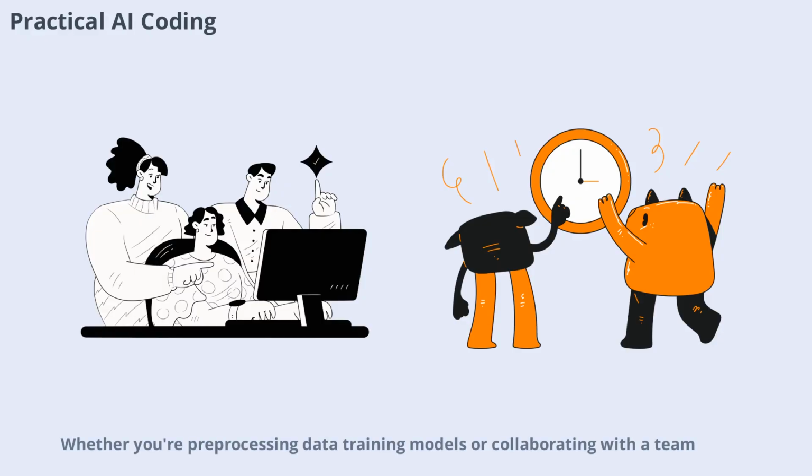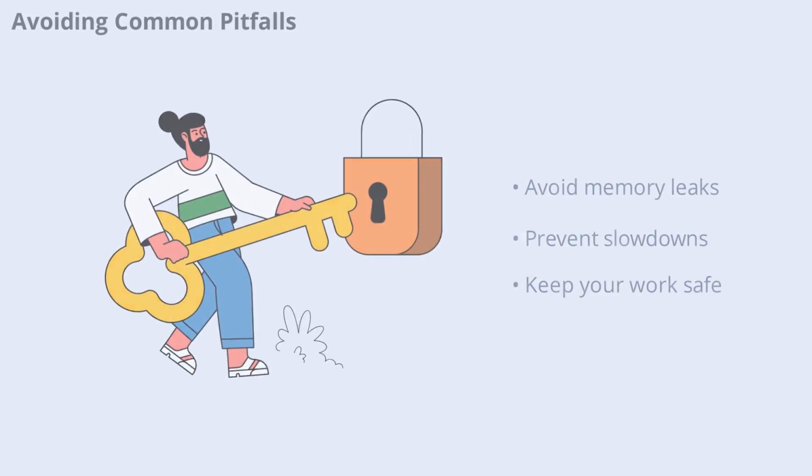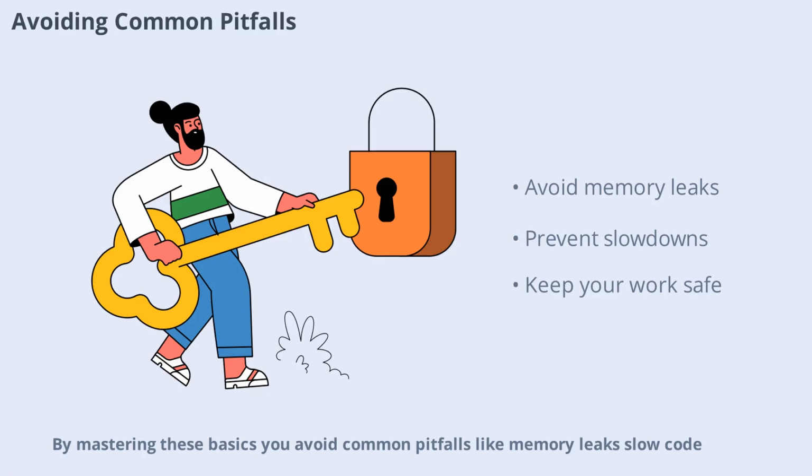All these Python and Git fundamentals come together in real-world AI projects. Whether you're preprocessing data, training models, or collaborating with a team, these concepts ensure your workflow is efficient and your results are reproducible. By mastering these basics, you avoid common pitfalls like memory leaks, slow code, and lost work. You also gain the confidence to tackle larger, more complex AI challenges, knowing your foundation is solid.